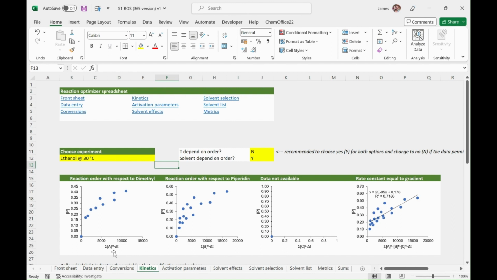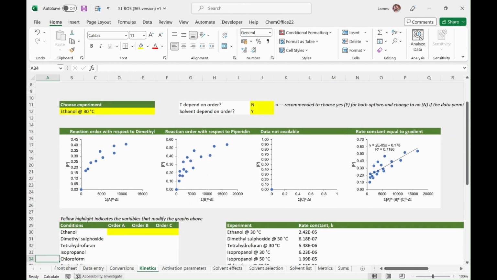So the first two charts show the concentration of the product on the y-axis. On the x-axis, you have a function of the concentration of your reagent and how that changes with time. And the idea that we need to proceed with now is to then input potential orders of reaction in the table below. And as I said, if we get overlap between the data sets, then we have our correct order of reaction.